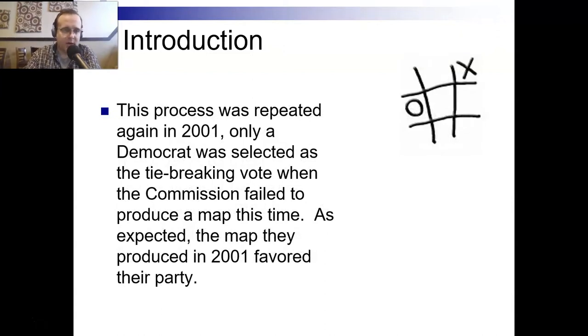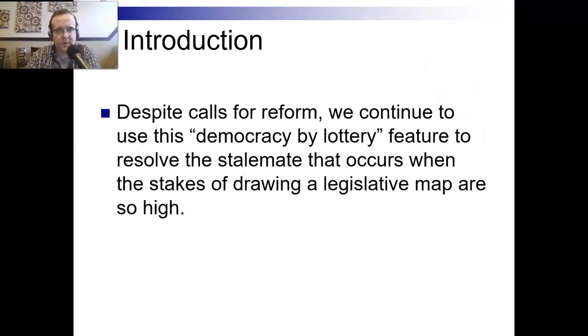And in 2001, we did it again. A Democrat was selected because the commission failed to produce a map as expected. The 2001 map favored the Democratic Party because that was the tie-breaking vote. And despite calls for reform, and it should be reformed because the system is, well, I can't say it's not working because it does work. It does produce a result.